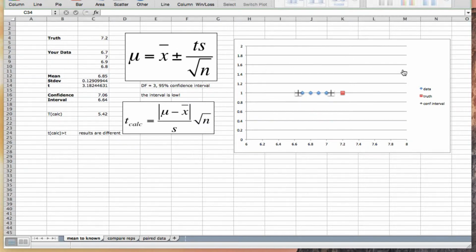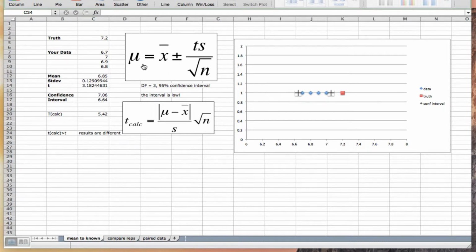I've plotted the data in this plot, and the blue triangles would be your data, and the truth is the red point. It looks like the blue data are all too low. The question is, is this variability sufficiently large that, within a 95% confidence interval, the truth would be contained within the uncertainty of your data? And that's what the t statistic gives you.